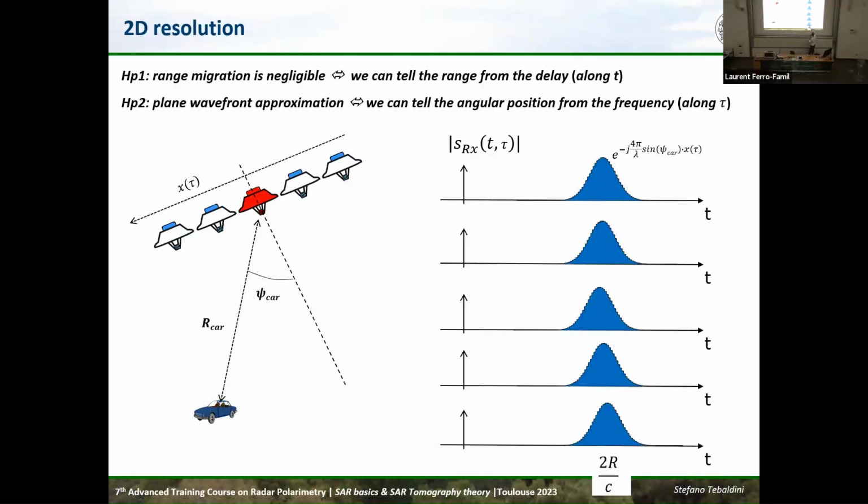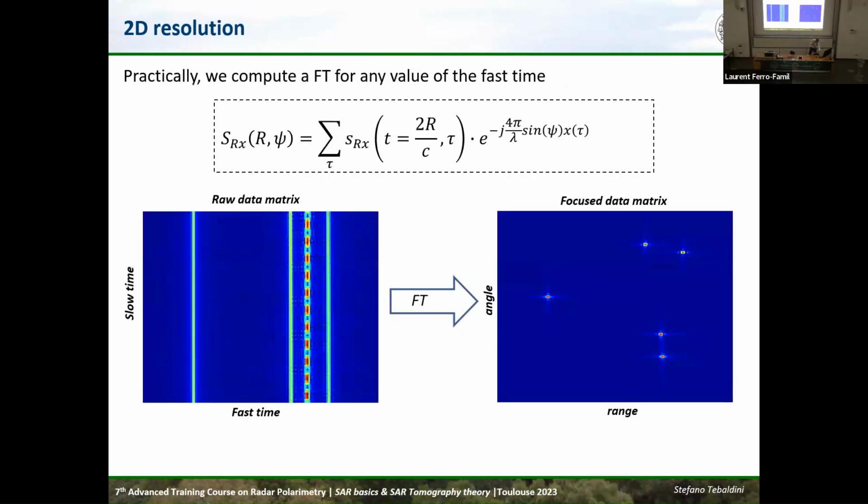So basically, if we look at this collection of 5 signals, based on the position of the peaks along the time axis, we know that the delay is 2R over C. So based on the peak positions, we tell the range, the distance. And we know that the phase of the peaks has a linear variation. So if we get the frequency that determines this linear variation, then we know also the angular position. And this is exactly what we do.